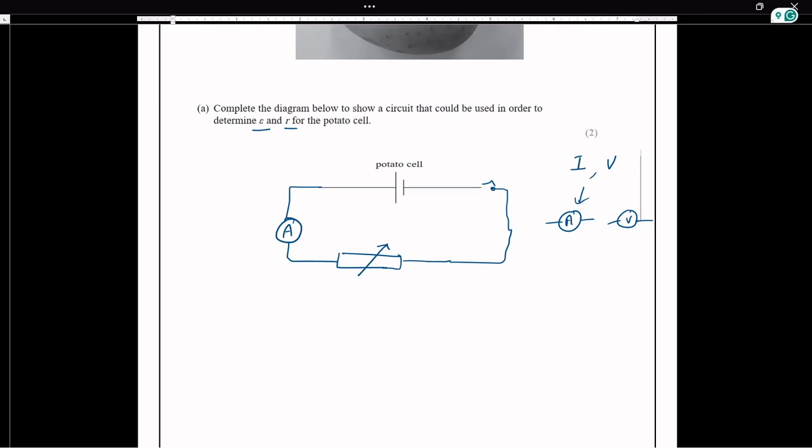So an ammeter. Now where will we connect the voltmeter? Of course it's not across the resistor here. You have to connect the voltmeter across the cell, the potato cell. Now the voltage across the cell when a current is flowing or taken from the cell, we call it the terminal PD. So now the voltmeter is giving you the terminal PD. So to know the terminal PD, you connect the voltmeter across the cell. So an ammeter, a voltmeter, a variable resistor.